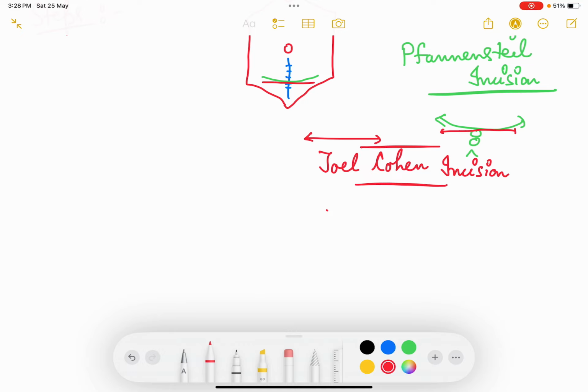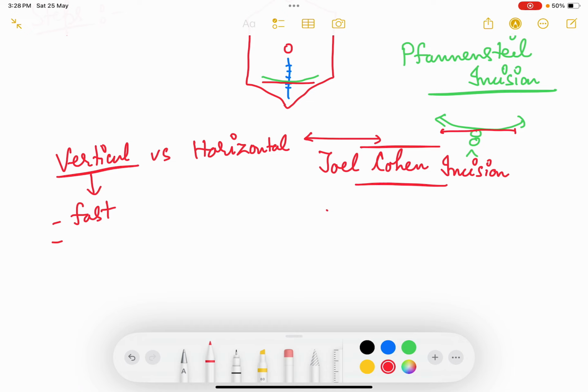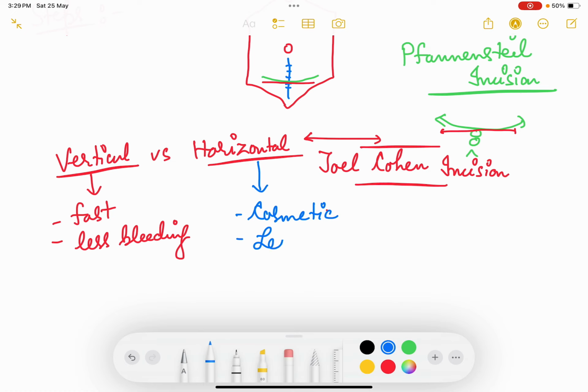Number 2, if you consider vertical versus horizontal incision, which one is better? The advantage of vertical incision is that it is a fast technique. Whenever you need a fast entry into the abdomen, you can go for a vertical midline incision, and there is less chance of bleeding because you are in the midline. However, horizontal incision is best preferred because it is cosmetically better.